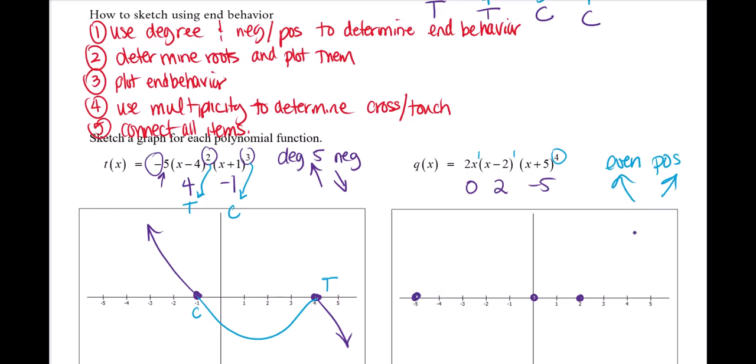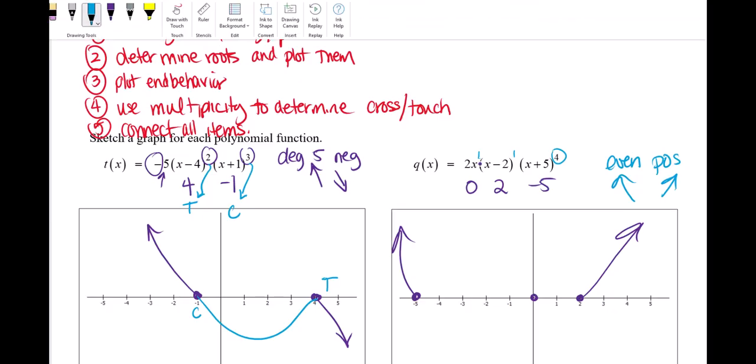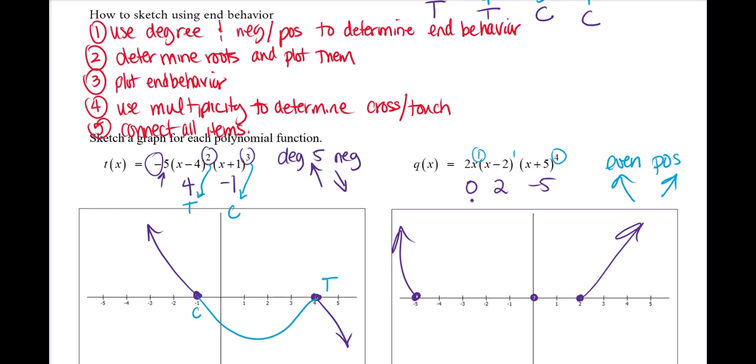Number 3 says plot the end behavior. I said here it's going to go up, and here it's going to go up. So that's what we're going to do there. Now we're going to use the multiplicity to determine whether we cross or touch. Here it's 1, so it's going to cross. Here it's going to cross, and here it's going to touch. So I'm going to remind myself, over here it's touch, cross, and cross. I'm not going to cross through like that. Nope. I'm going to cross, touch, touch, cross, and then cross, and it will line up as it should.